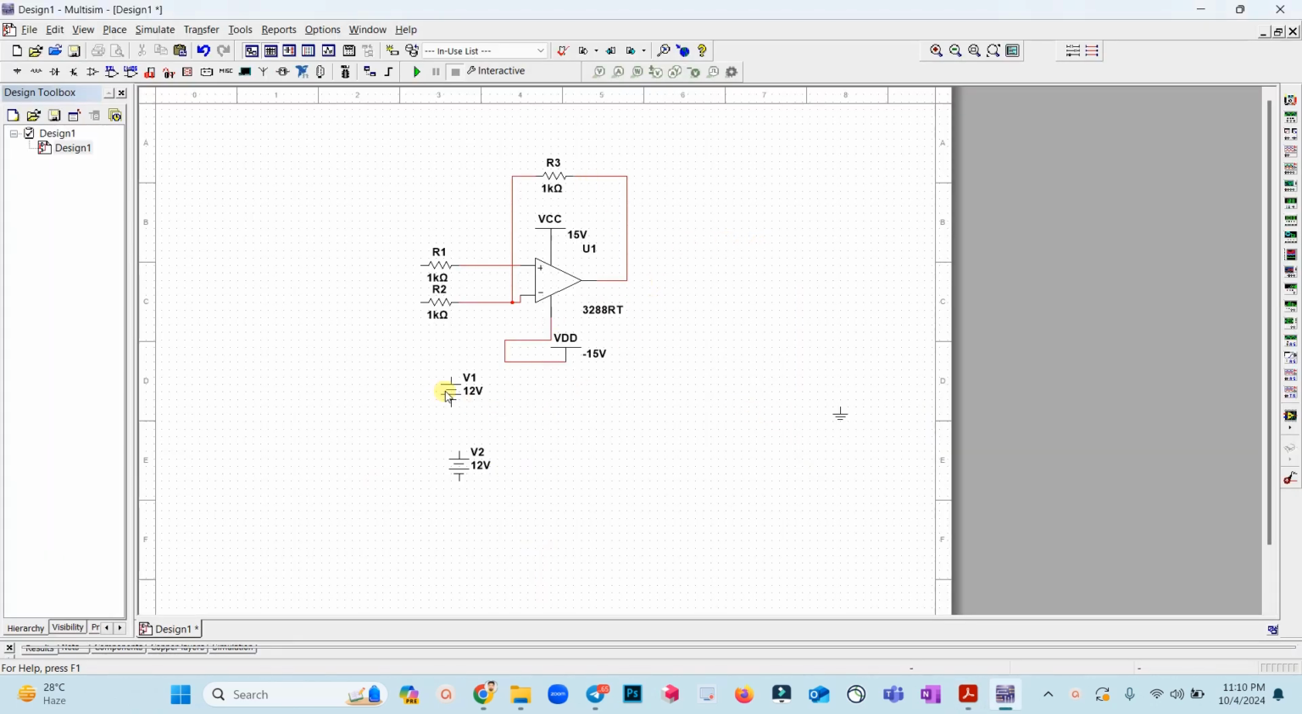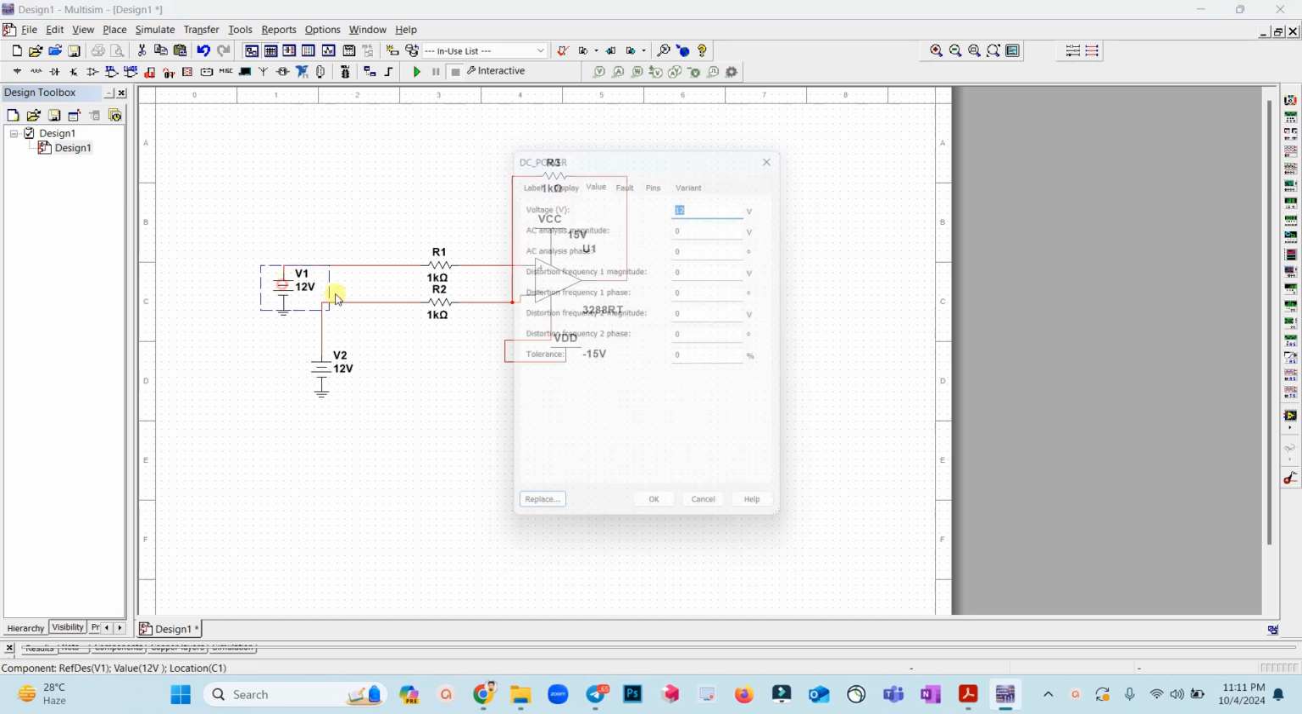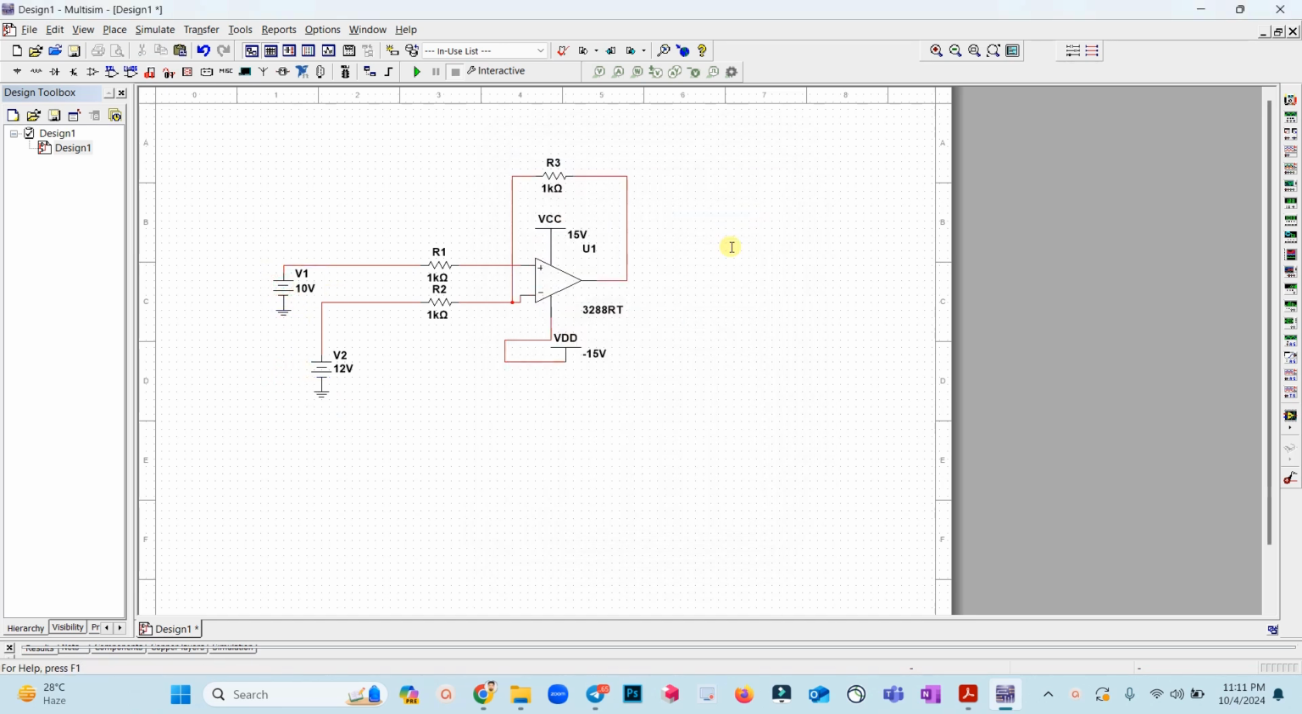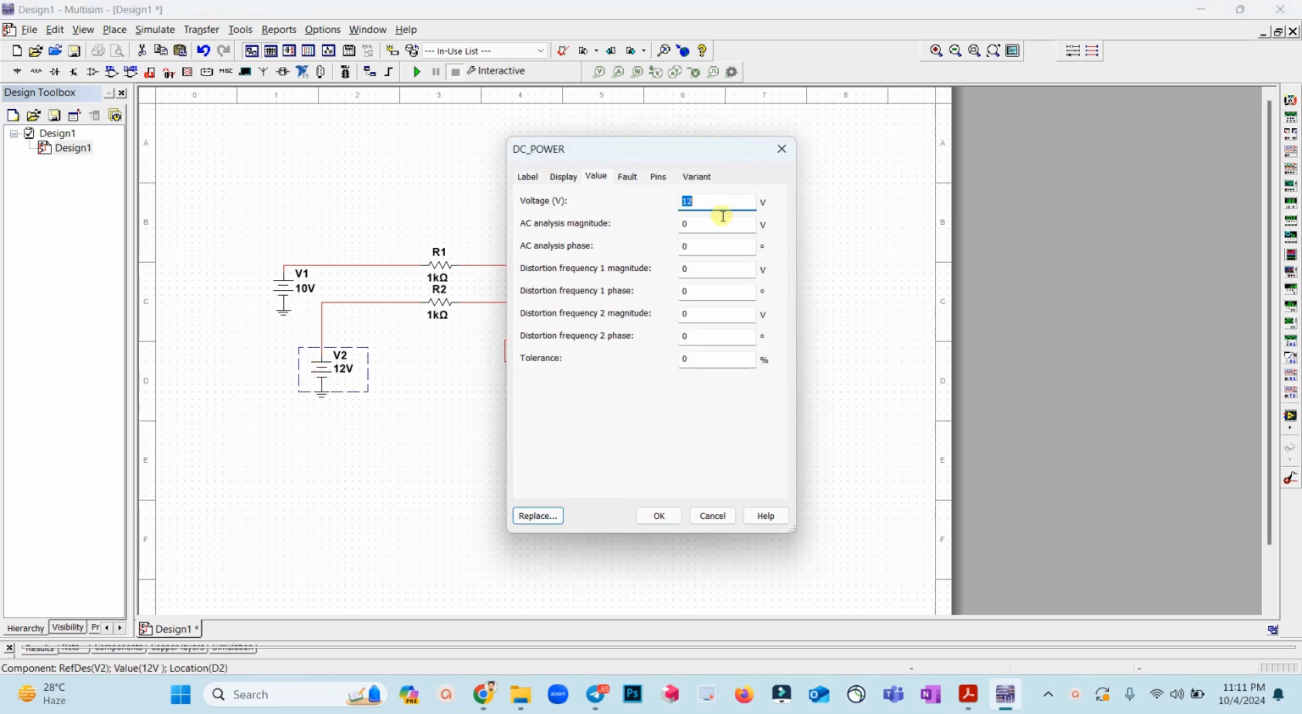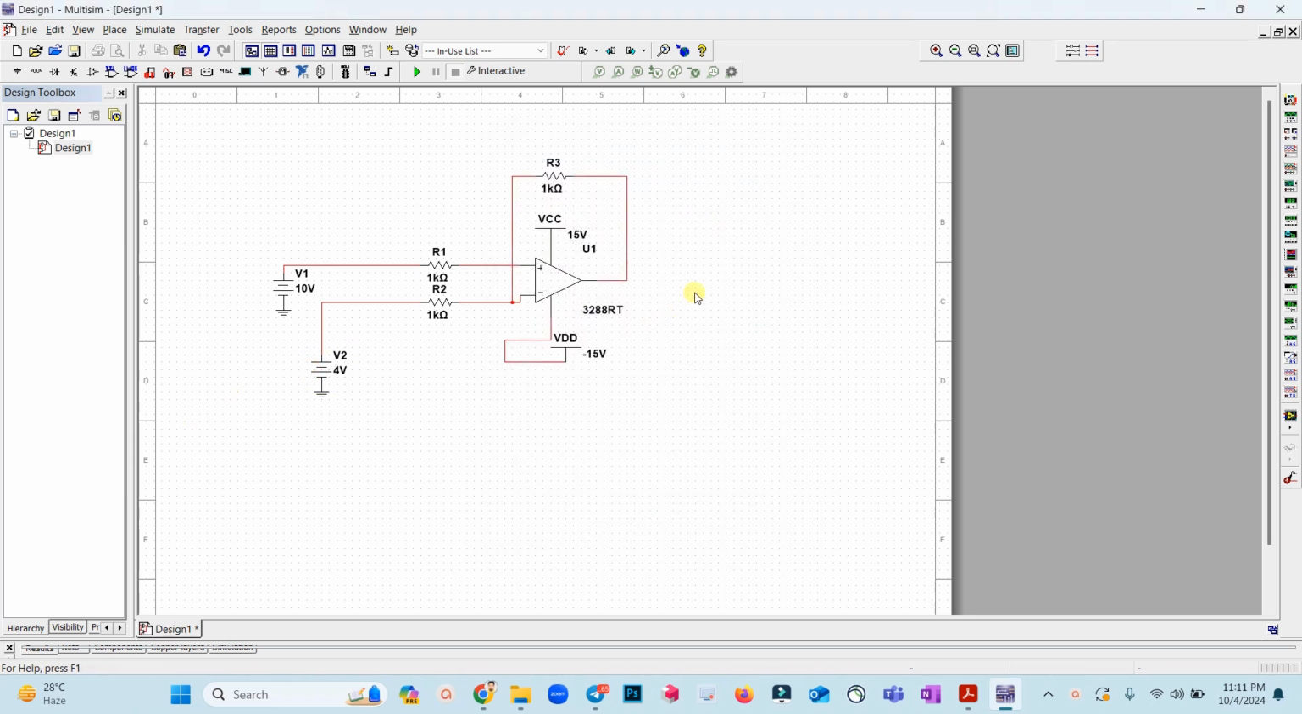So now these both resistors would be connected to different battery sources. Let me connect the first with this one and the second with the second resistor, and we also need a ground, so we can connect this ground and also add the ground to that. Let's make it 10 volts and this one 4 volts. And to check whether this circuit is working or not, I will bring a multimeter over here and connect positive with this one and negative with the ground.